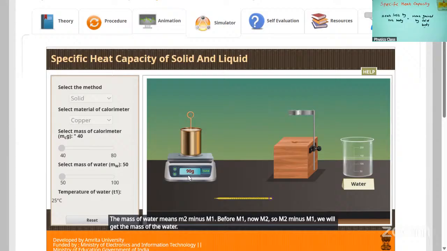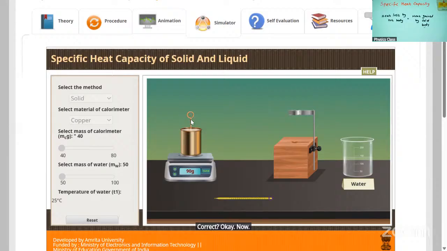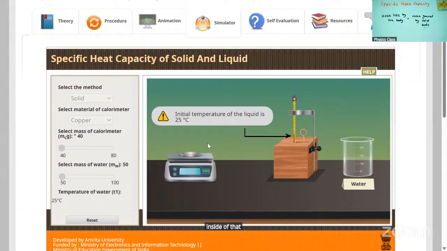Now place the calorimeter in its insulating cover. We have to open the insulating cover like that and put the calorimeter in it. Now put the thermometer inside the cover. The initial temperature of the liquid is 25 degrees Celsius. We can take this temperature as T1. So we have M1, M2 and T1.